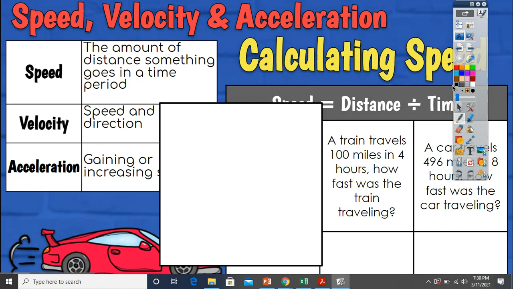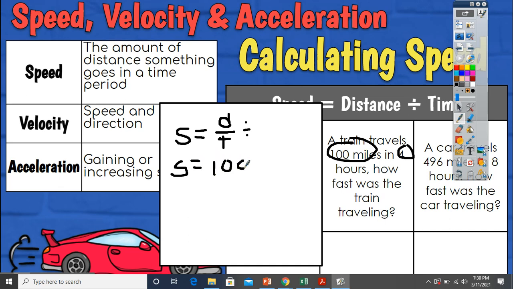Next one we have says a train travels 100 miles in 4 hours. So speed equals distance over time. And you might see it look like this in some equations where it'll be like distance over time, which this fraction bar represents division. So this is the same thing as this. So that means that speed equals distance, which is 100 miles, divided by time, which is 4 hours.